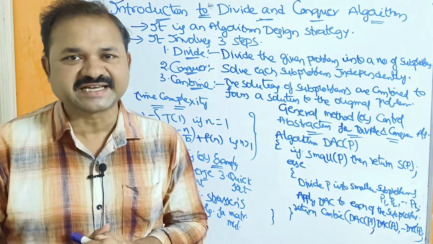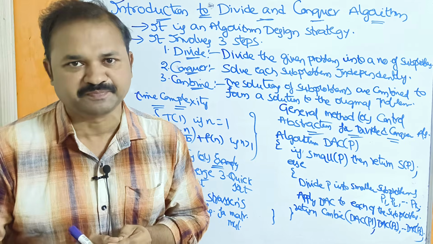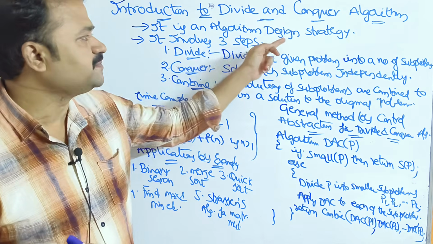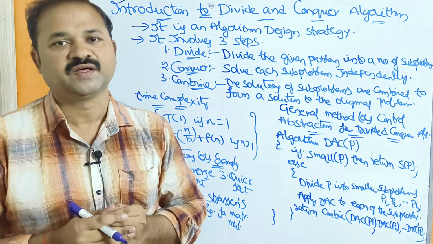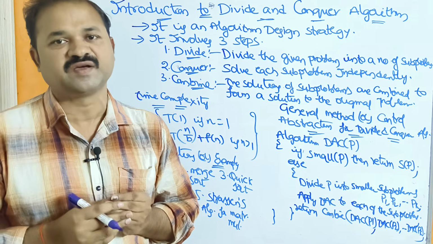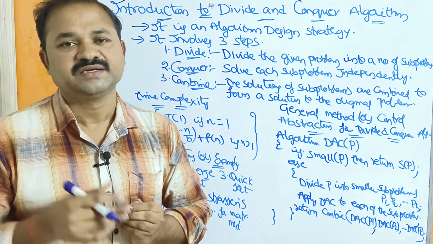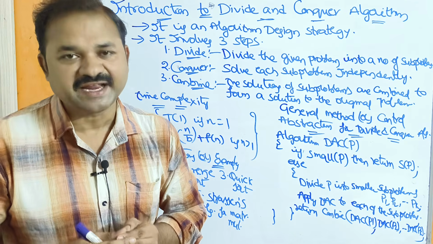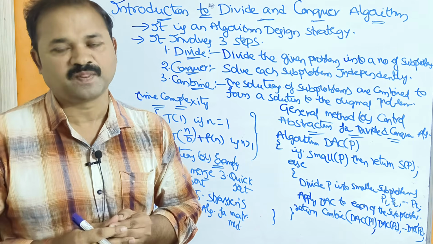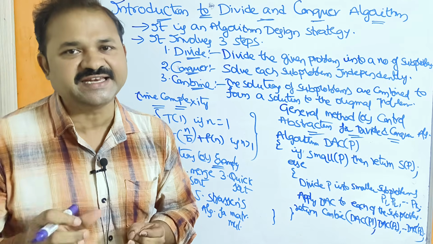Now let us discuss the introduction to the divide and conquer algorithm. Divide and conquer is an algorithm design strategy. We have various algorithm design strategies such as divide and conquer, greedy method, dynamic programming, branch and bound, and backtracking. So by using these 5 strategies, we can design an algorithm.